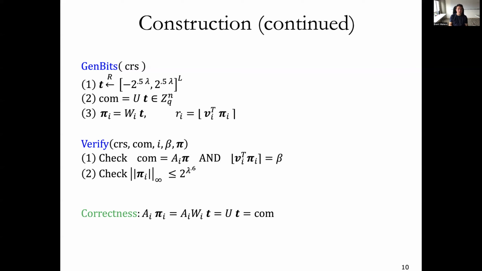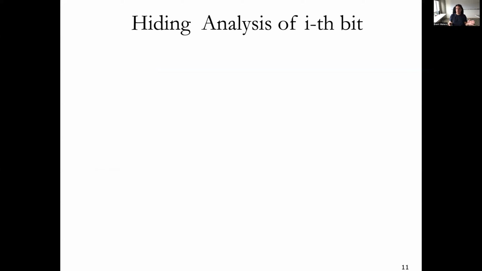And the second check works out by the fact that the Wi's were sampled to be really small, and the T values were about square root of Q. So the check that the size doesn't get too big should work out. Okay, so that's our construction.